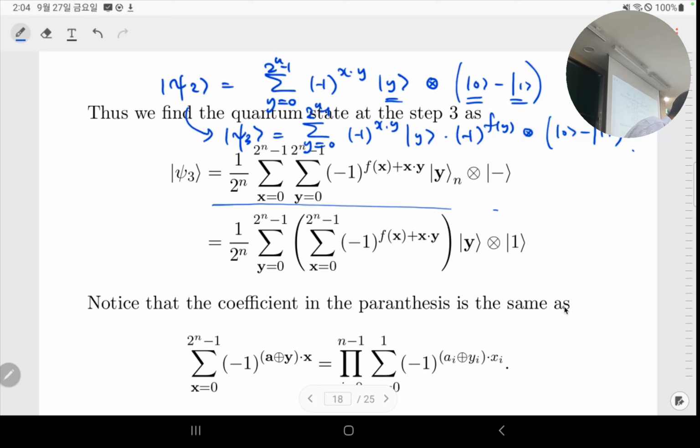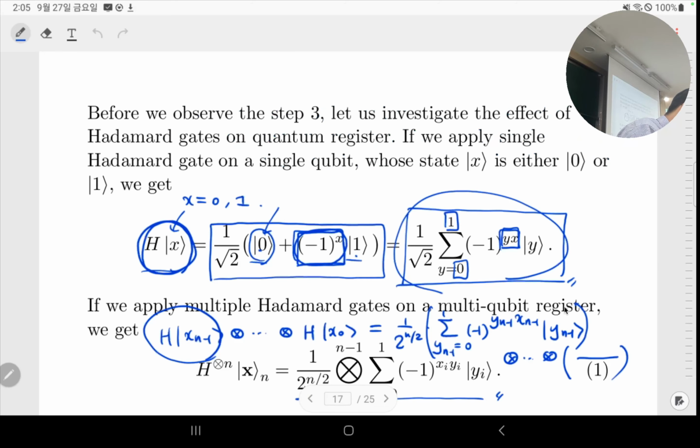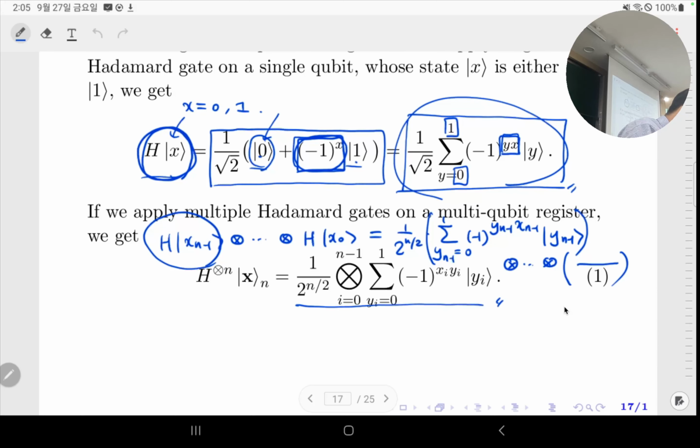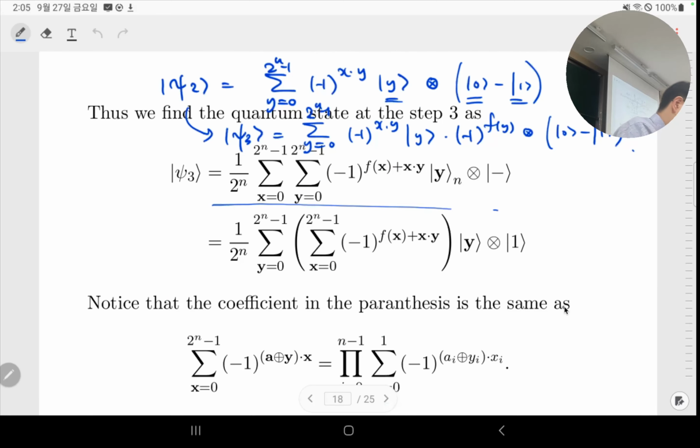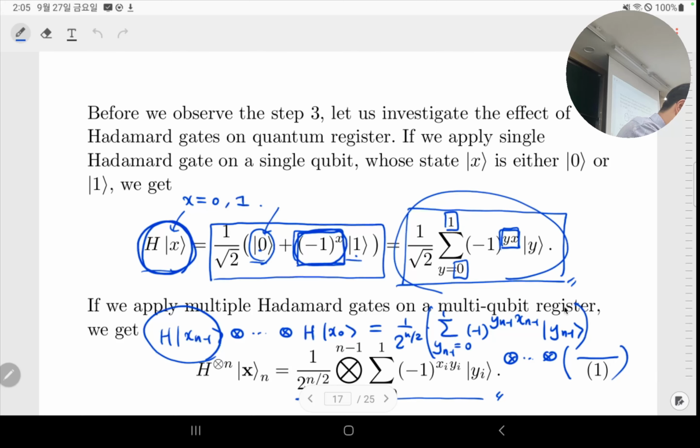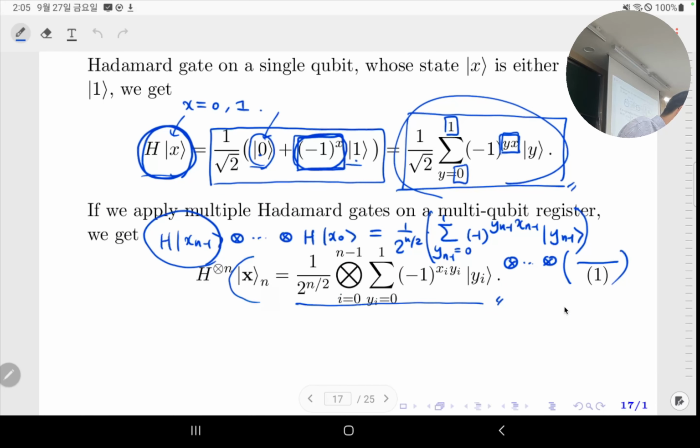So, y ranges from 0 to 1. Oh, sorry. I'm sorry. So this is the Hadamard gate on this base state. Okay, so yeah, I forgot one more step here.